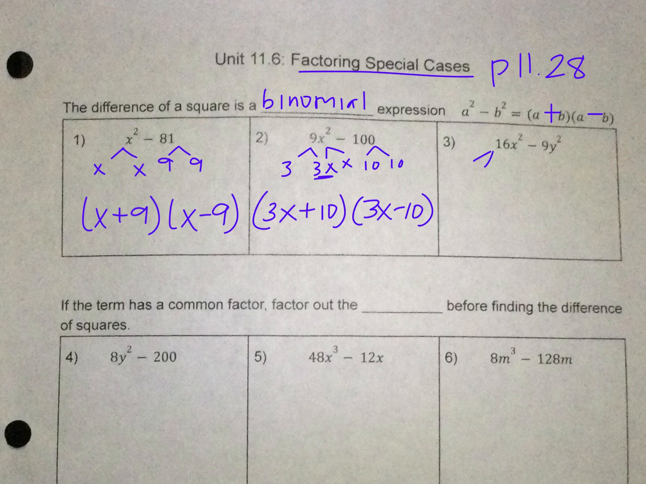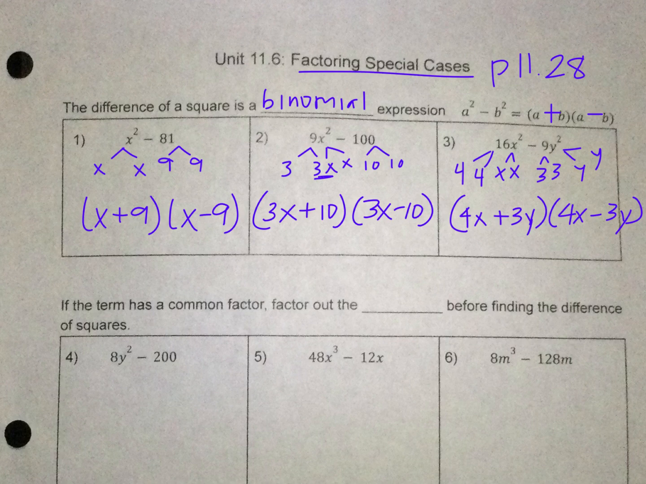Same here. I'm going to have 4 and 4, x and x, 3 and 3, and y and y. So I'm going to say 4x in the front plus 3y, and then the second one is 4x minus 3y.